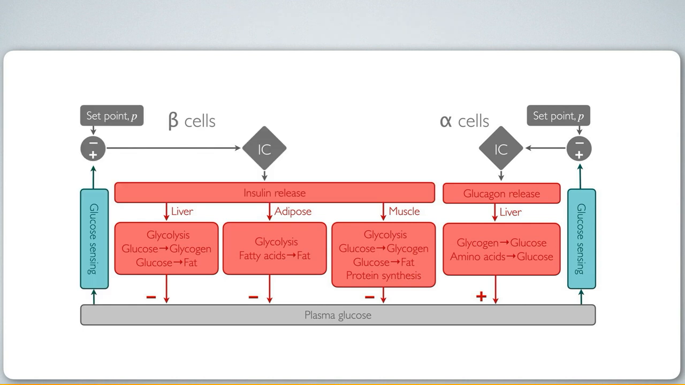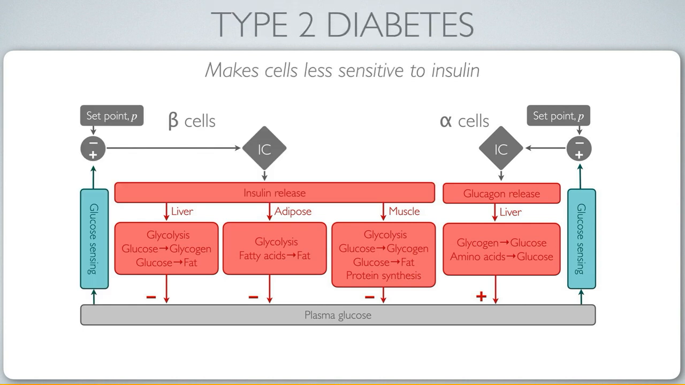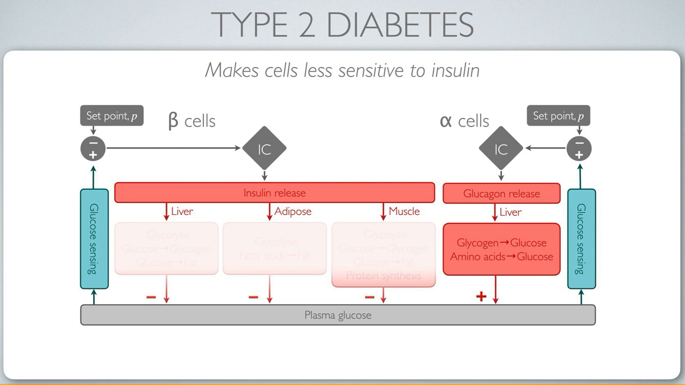Type 2 diabetes, which is 90% of cases, makes cells less sensitive to insulin. This is a little bit more insidious in terms of treatments, although it can be less severe in its effects on the body. It's created by making the cells less sensitive to insulin. So these pathways are reduced.